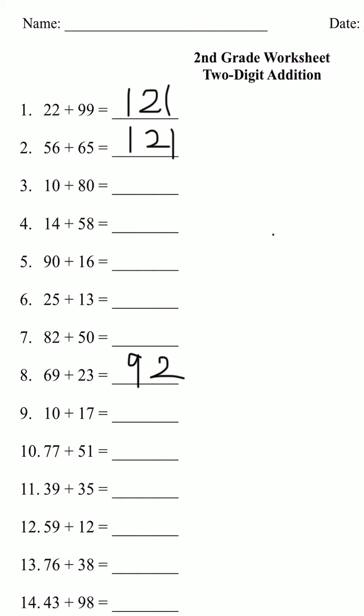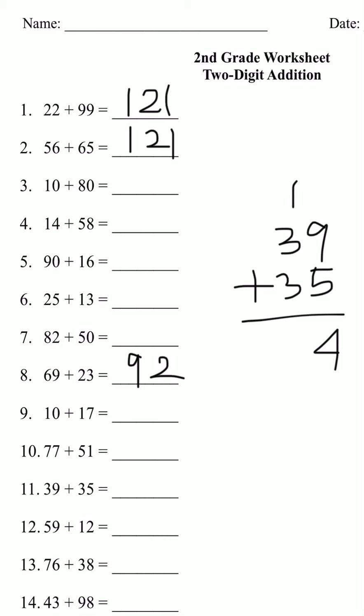Now, number 11. We have 39 plus 35. 9 plus 5 is 14, so the 1 goes up. Now we're going to add these three numbers. 1 plus 3 is 4. Plus 3 is 7. So number 11, we have 74.